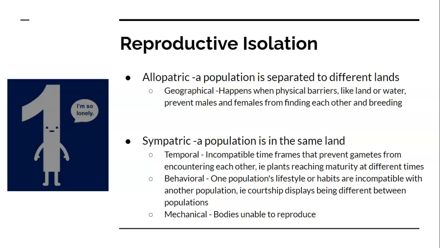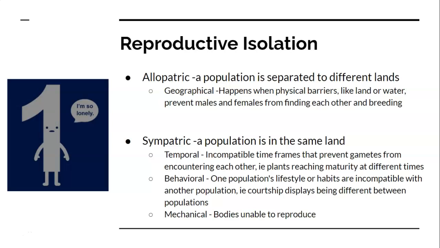So like temporal, which is incompatible time frames. So this could mean plants reach maturity at different times, so they're never going to reproduce with each other, because they're just not in the same maturity level at the same time, so it just doesn't work.